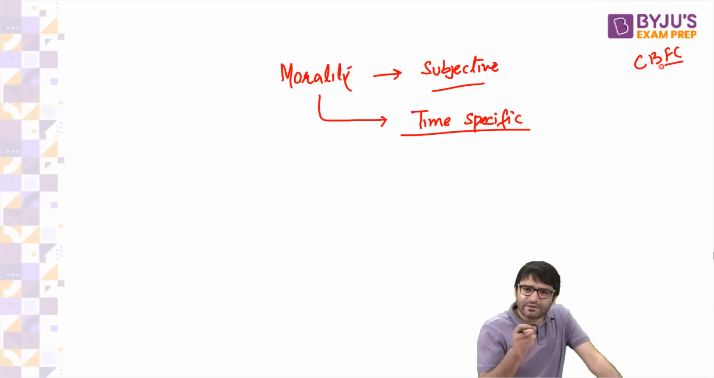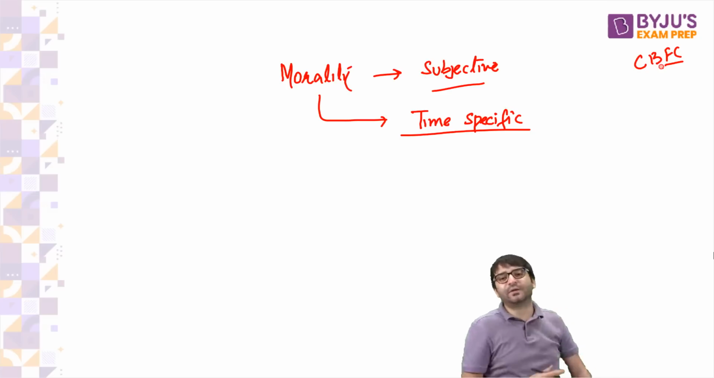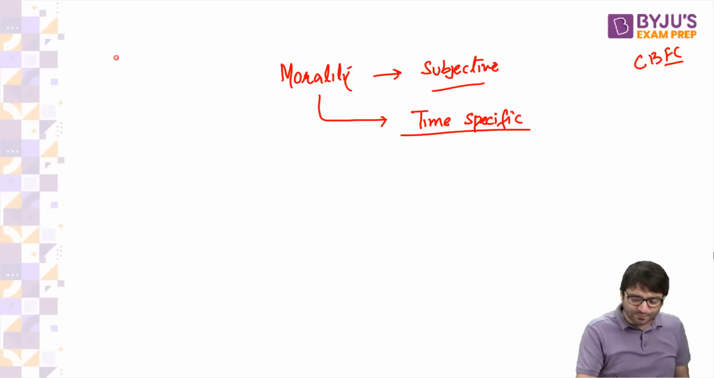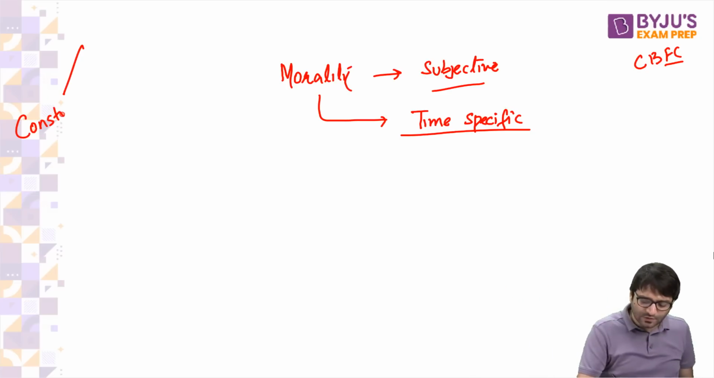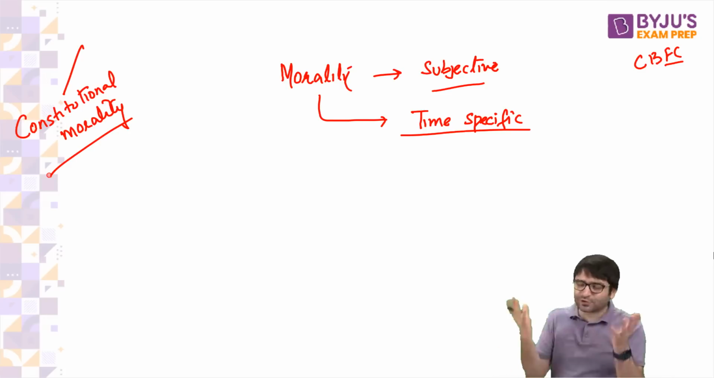But the point is, when we look at freedom of speech and expression, this freedom can be restricted on the grounds of morality or decency. But the only problem here is that this concept of morality or decency is time specific and varies from individual to individual. So, what sort of morality are we talking about? That morality is constitutional morality. Not your morality, not my morality, the constitutional morality.